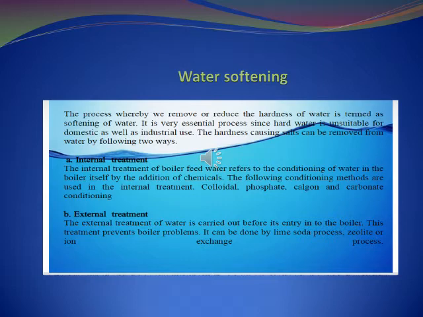The internal treatment of boiler feed water refers to the conditioning of water in the boiler itself by the addition of some chemicals. The next method is external treatment. The external treatment of water is carried out before its entry into the boiler. This treatment prevents boiler problems. It can be done by lime soda process, zeolite or ion exchange process.